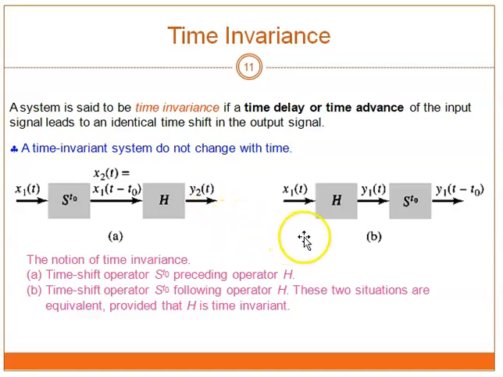The second diagram shows an incoming signal that goes into the system operator H first. This produces an output of y1(t). After that, it enters the time delay system, denoted by S_t0, and this gives an output of y1(t minus t0). So these two situations are equivalent, provided that H is time invariant.